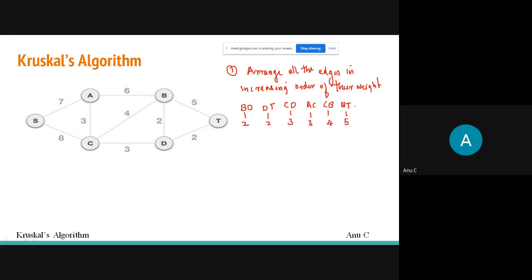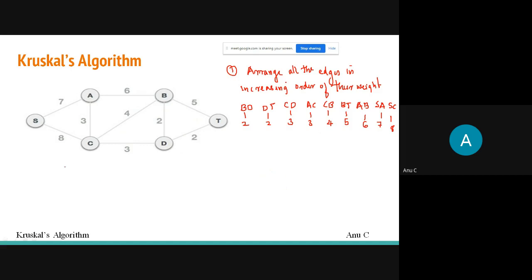Then the next one is AB, right? So AB weight 6. The next minimum edge is SA, weight 7. The next one and the last one is SC, weight 8. So this is the first step: arrange all the edges in increasing order of the weight.